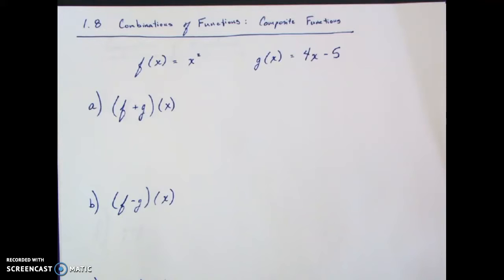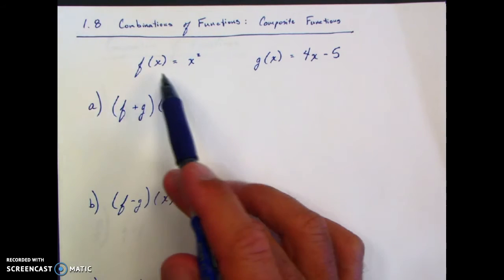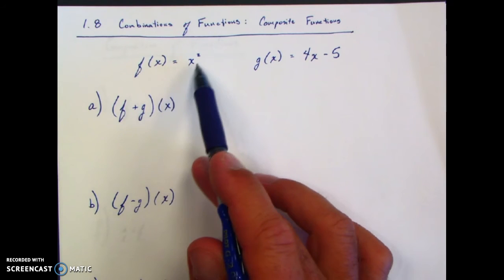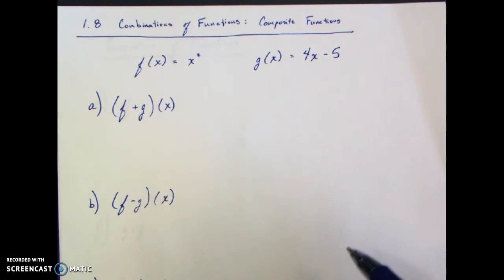In this section, we're looking at combinations of functions. Combinations are when we would be adding and subtracting or multiplying and dividing different functions. So for this first example, we have our f of x is going to be x squared for these examples, and g of x is 4x minus 5.